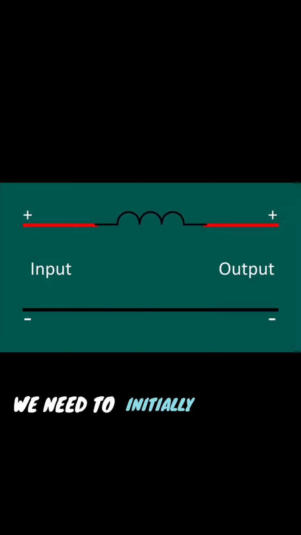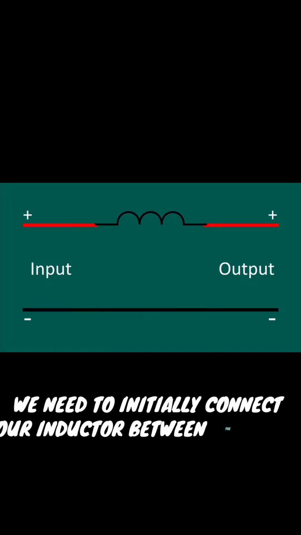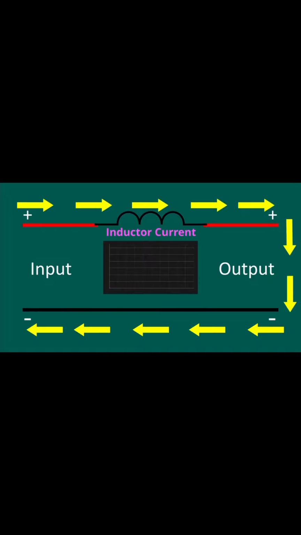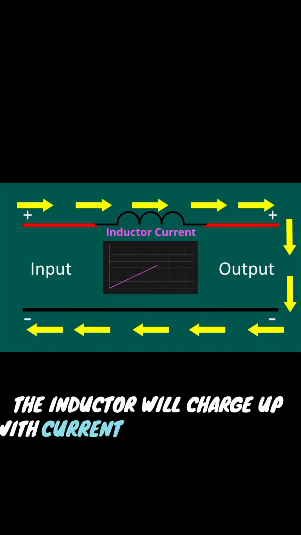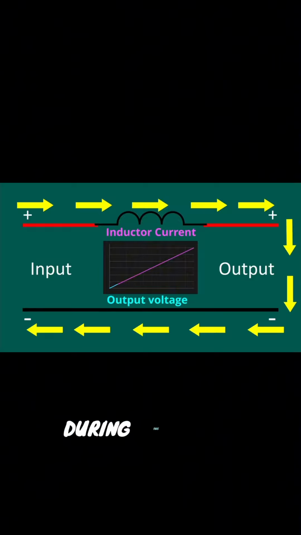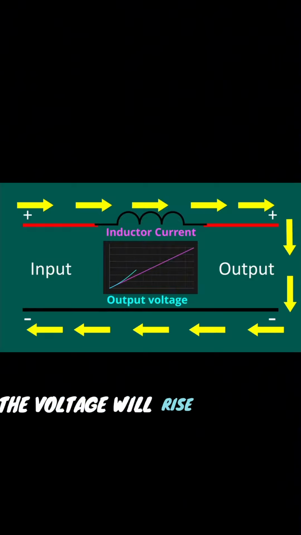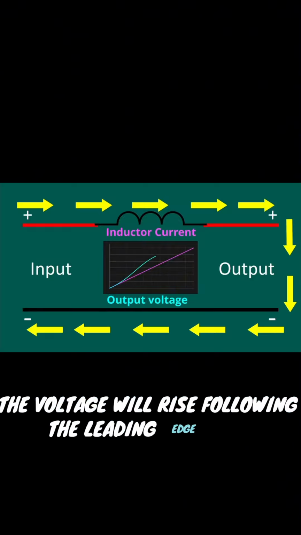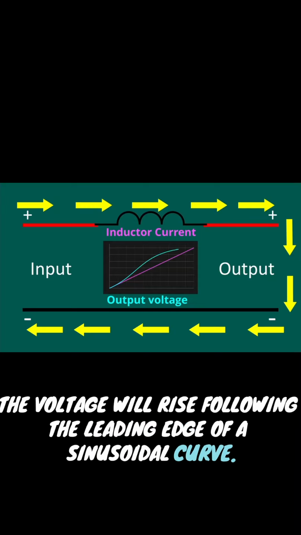We need to initially connect our inductor between the input and output. During this stage, the inductor will charge up with current as it tries to stop the current rising. During this stage, the voltage will rise following the leading edge of a sinusoidal curve.